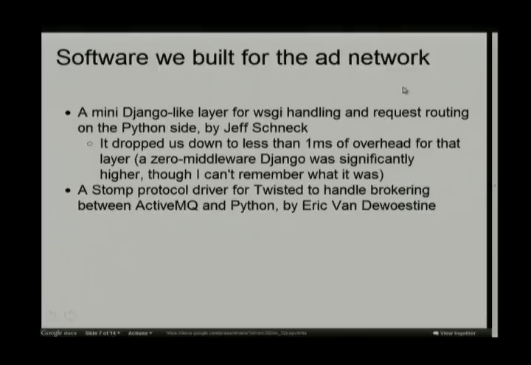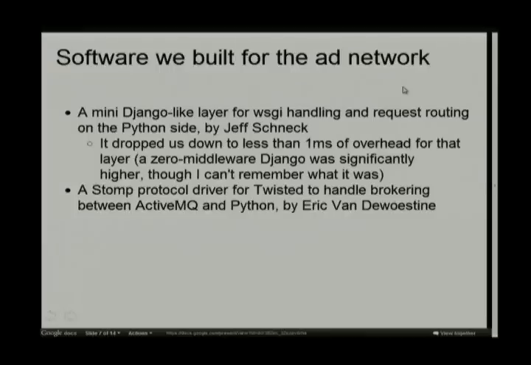We also wrote a Stomp protocol driver for Twisted to handle brokering between our ActiveMQ queuing system and the Python side of things, written by one of our senior devs, Eric Van Duostein, who's not here today because we don't bring all of our dev team to our meetups. This was written because we had been coming off of RabbitMQ, and we had been using ActiveMQ with the standard bindings in Python. There were some issues where ActiveMQ wasn't disconnecting sockets due to a bug, which he ended up fixing.